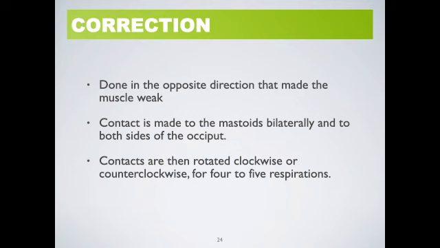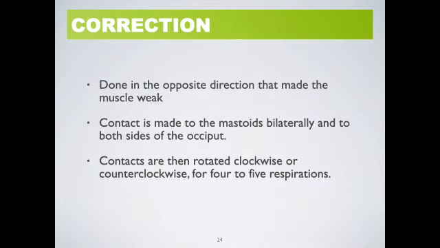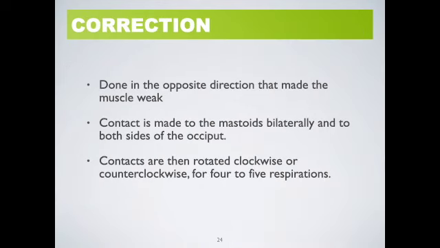So if you challenged in this way, like right mastoid up, left mastoid down, your correction is going to be pushing the left mastoid up and the right mastoid down while you rotate the occiput clockwise, looking at the back of the patient. That would be your correction. 4 to 5 respirations.